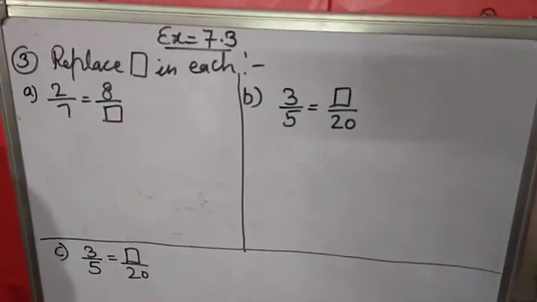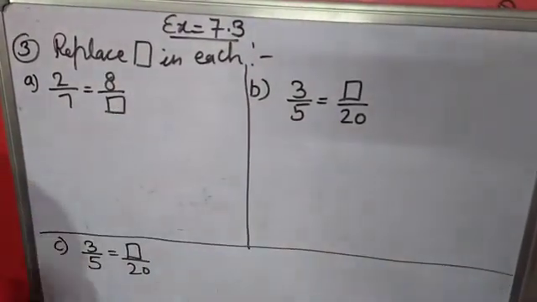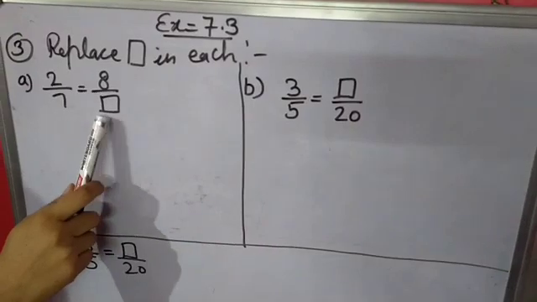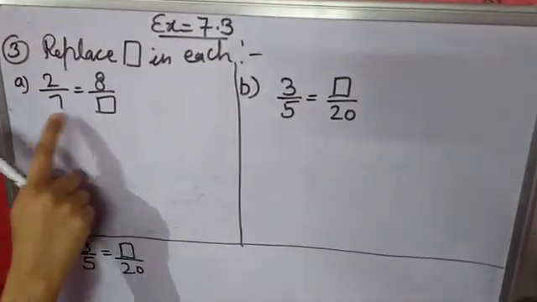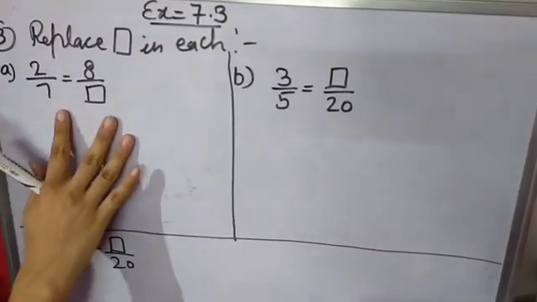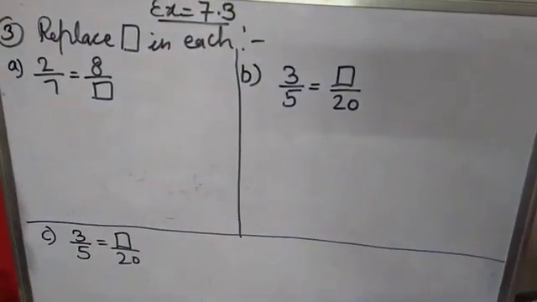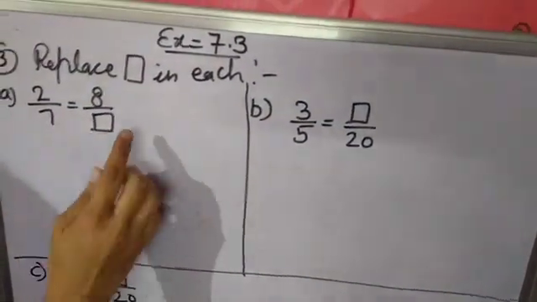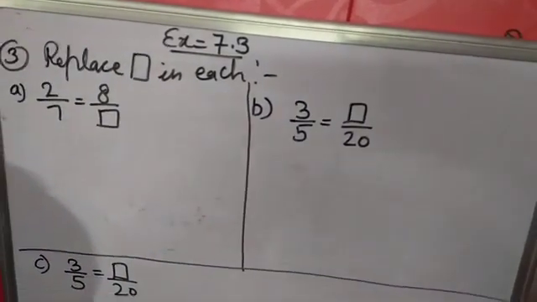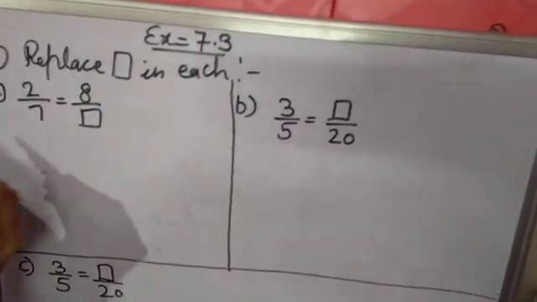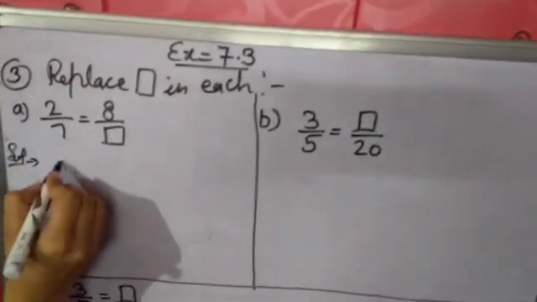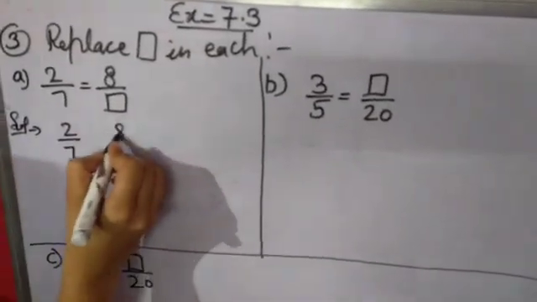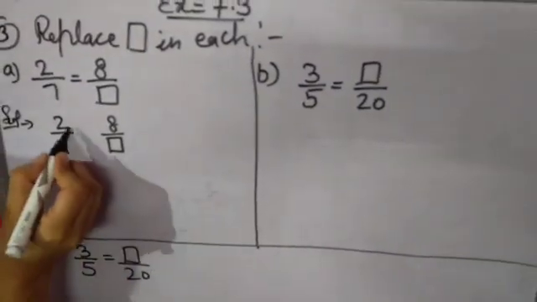Exercise 7.3, third question. Replace this box with the correct number. You have to find the value of this box. Now look here. There is an equal sign between two fractions. It means both fractions are equivalent. So we have to find one number of one fraction. For this we will use the cross multiplication method. We will write this again and do cross multiplication.